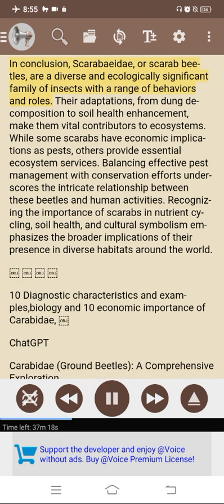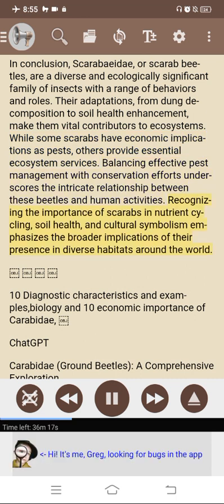In conclusion, Scarabaeidae, or scarab beetles, are a diverse and ecologically significant family of insects with a range of behaviors and roles. Their adaptations, from dung decomposition to soil health enhancement, make them vital contributors to ecosystems. While some scarabs have economic implications as pests, others provide essential ecosystem services. Balancing effective pest management with conservation efforts underscores the intricate relationship between these beetles and human activities. Recognizing the importance of scarabs in nutrient cycling, soil health, and cultural symbolism emphasizes the broader implications of their presence in diverse habitats around the world.